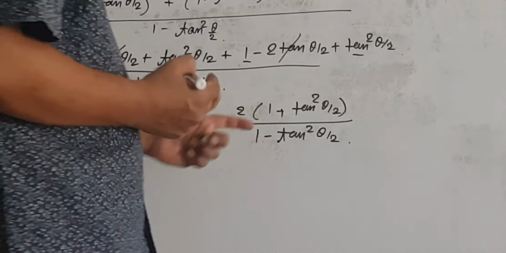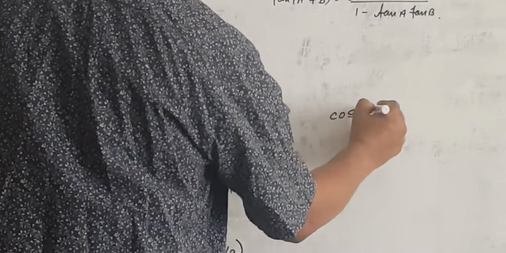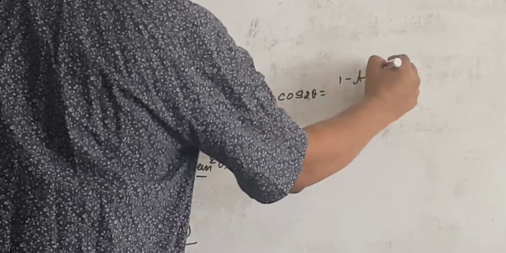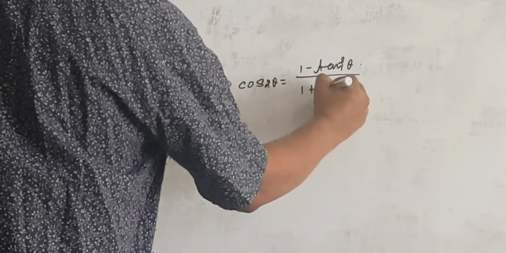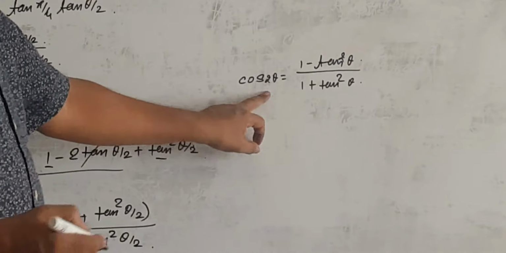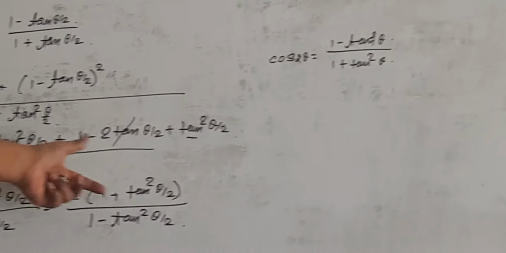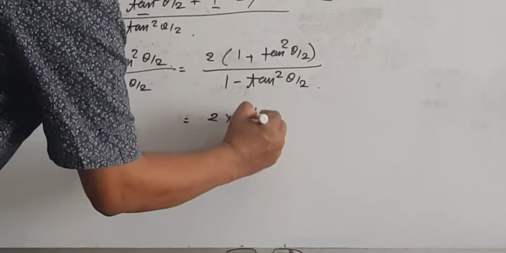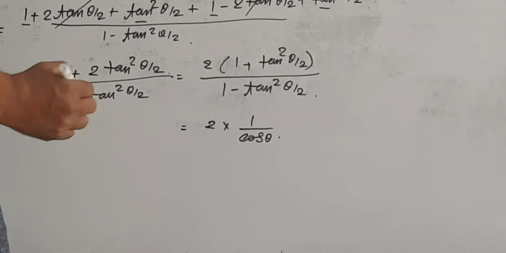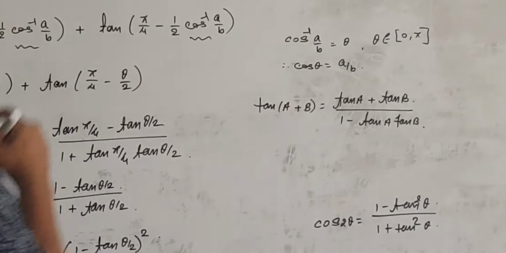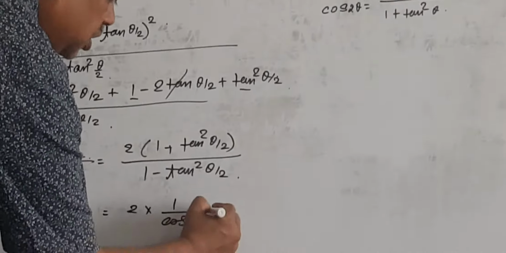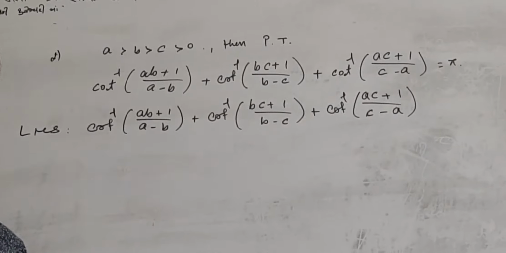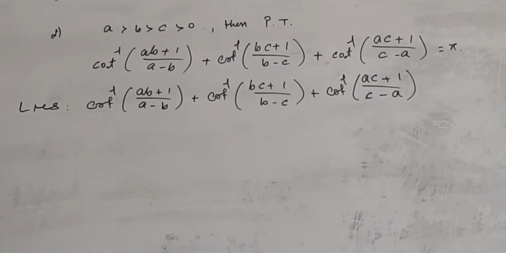Understand? But see here, you also know the formula for cos theta: cos theta = (1 − tan square theta/2)/(1 + tan square theta/2). The expression here is in the form of the reciprocal. So it will be 2 into 1 upon cos theta. Already you have cos theta is a by b. So 1 upon cos theta will be the reciprocal of that. So 2b by a, that is equal to the RHS.